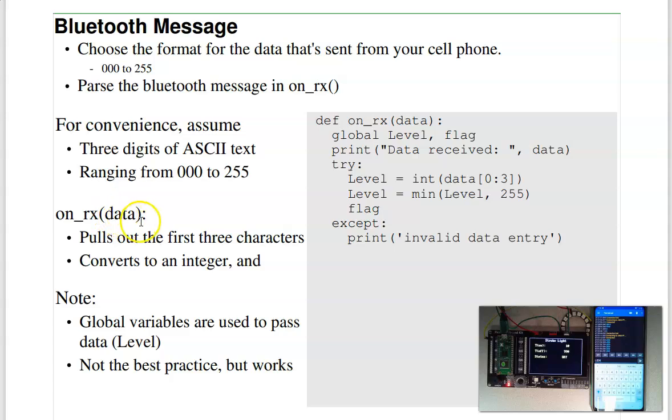Next, when I receive data, this is the on Bluetooth receive. Here's the data that came in. That'll be a text string. I'll print out the text string and then check if the first 3 digits are a valid integer. I will receive it, clip it at 255, just in case somebody typed in 999, and set the flag. Flag equals 1. Otherwise, say invalid data.